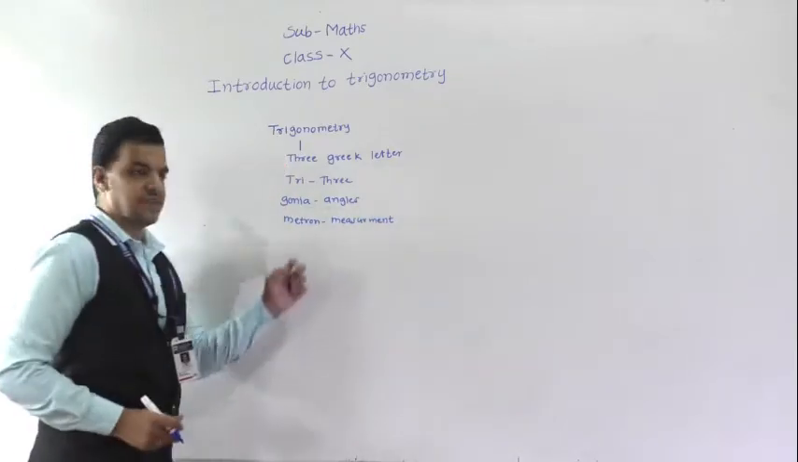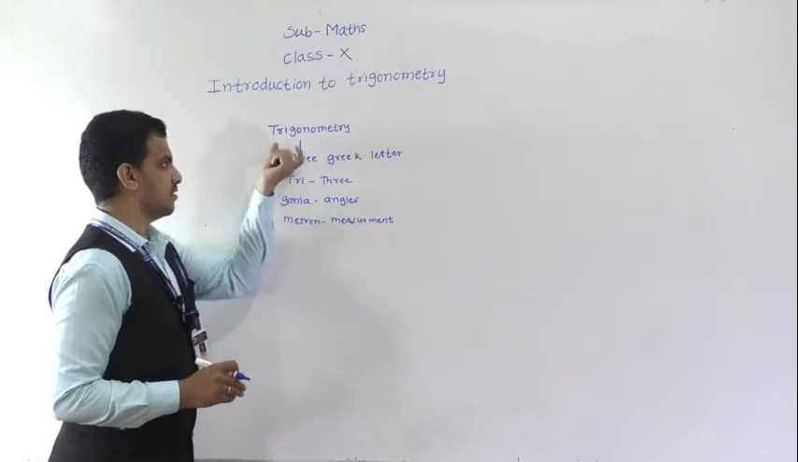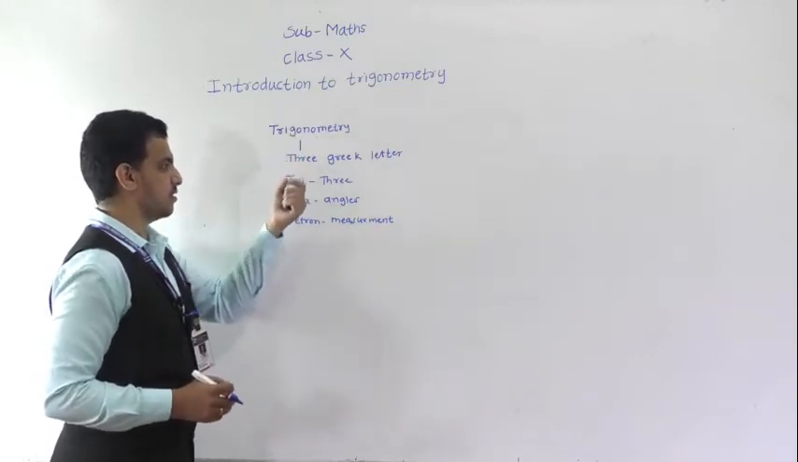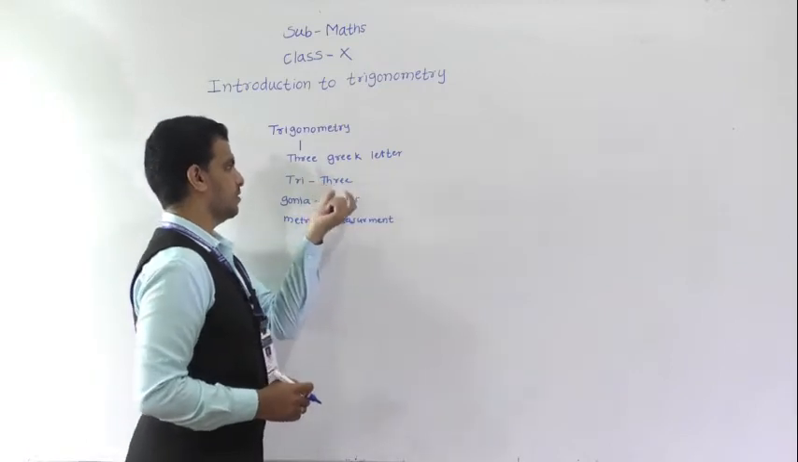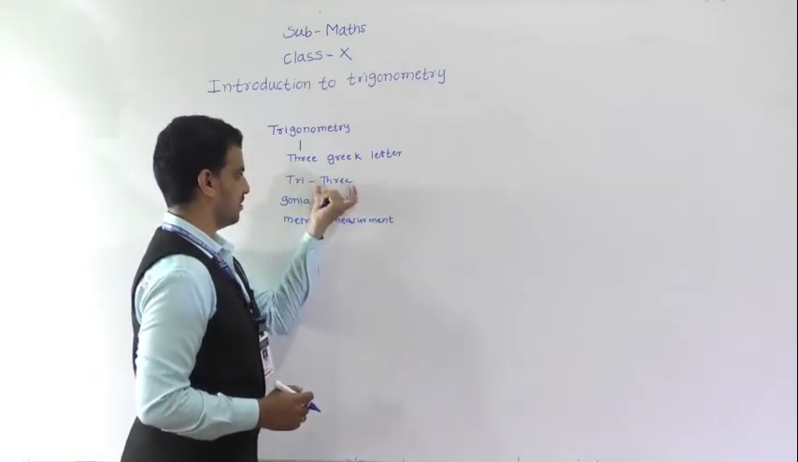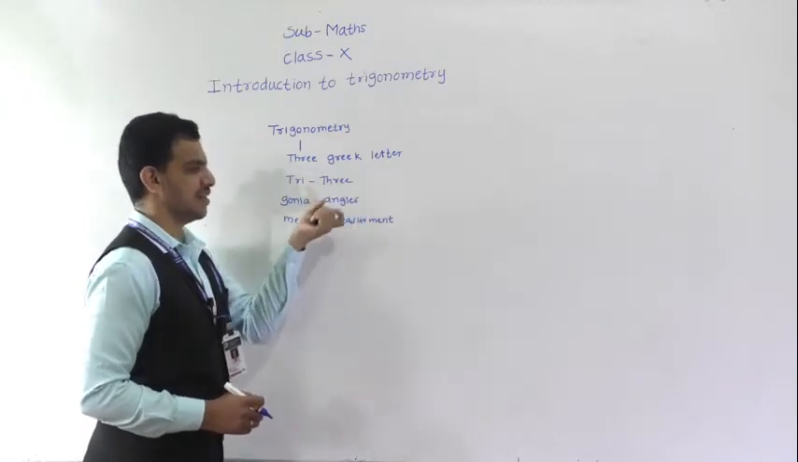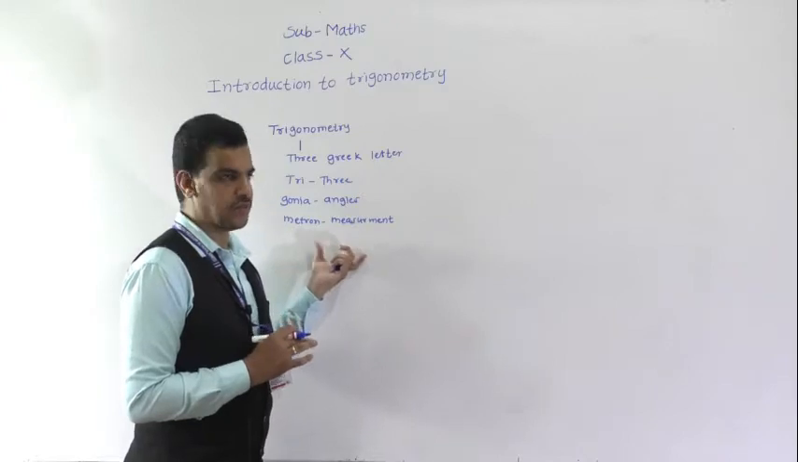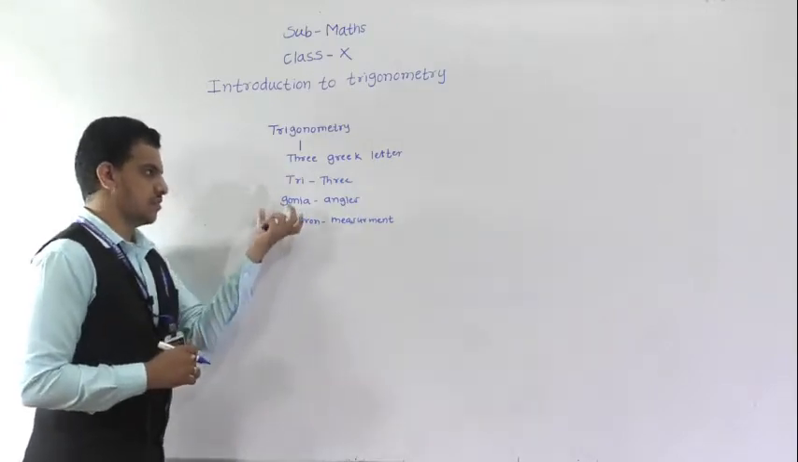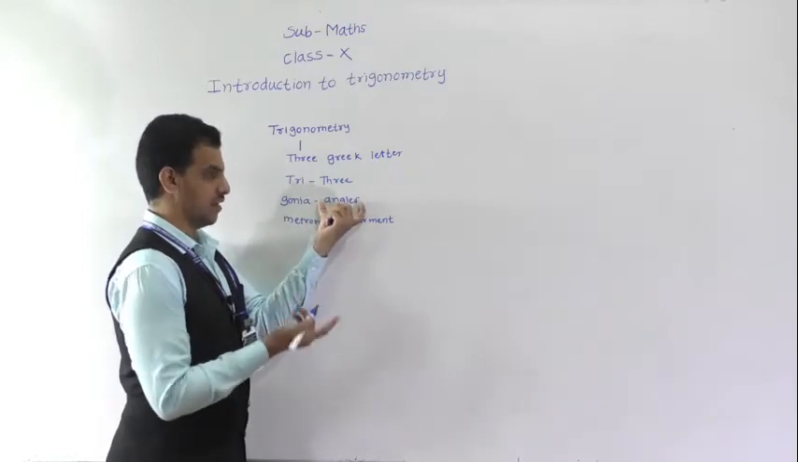Okay, so the definition of trigonometry, a broader definition, is that it is a branch of mathematics in which we deal with triangles. Three angles means triangles. So it is the measurement of triangles, that is, the measurement of sides and angles. If sides or angles are given, we have to find the other sides.